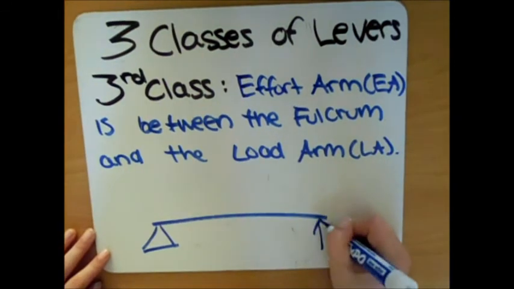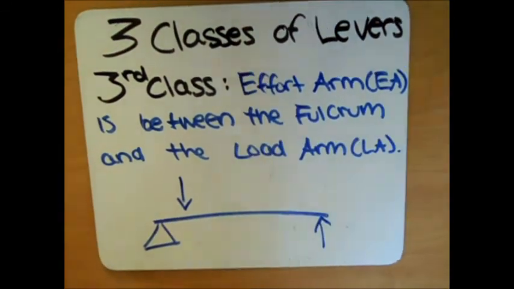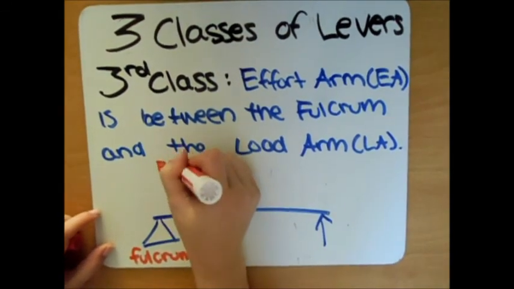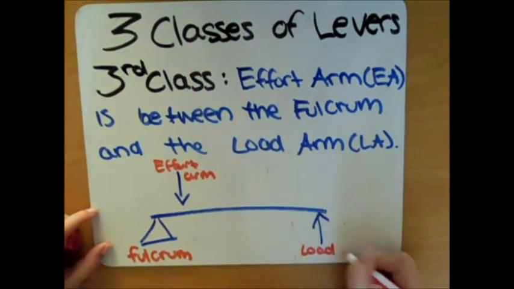An example for a third class lever would be our bicep. Our elbow being the fulcrum or axis, the load being our hand, and the effort arm being our bicep.